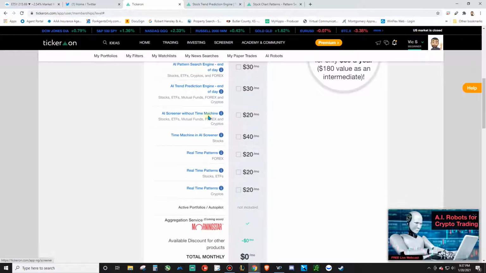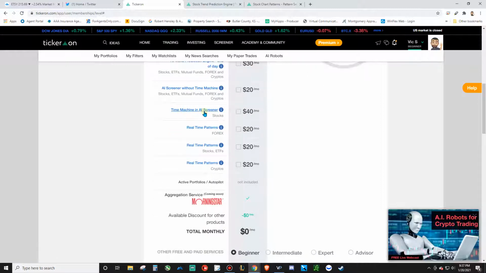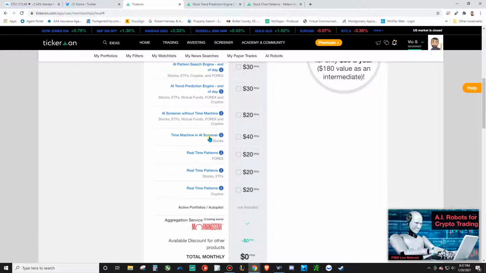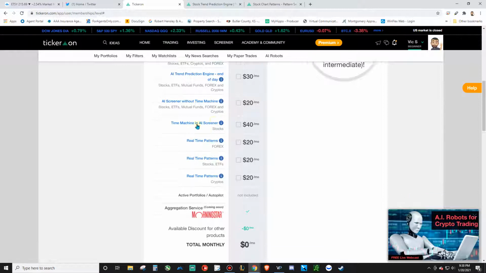And then an AI screener with Time Machine. And then Time Machine with AI Screener. The difference here, I looked into this, is you do a screener for stocks and you can go back in time and run that same screener and see if you're coming up with the same kind of stocks for this type of environment we're in. And somehow that was beneficial, but I never really saw the value in it, so I'm not really into it. But that's what that is for.